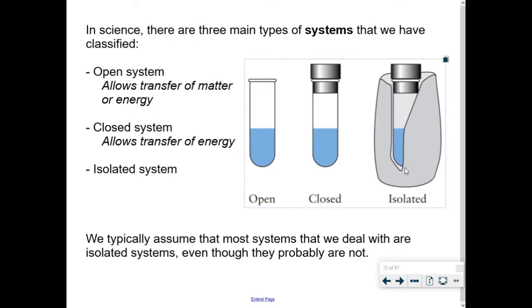An isolated system is kind of like an insulated system. You somehow find a way to make it so that not even energy can get in or out. But the truth is that isolated systems are really hard to achieve. I have a little note down here that says, we normally assume that most systems are isolated, but usually they're not.